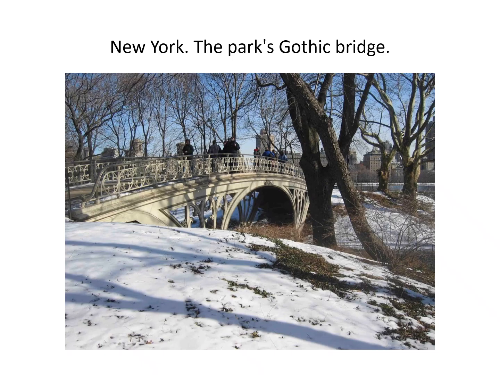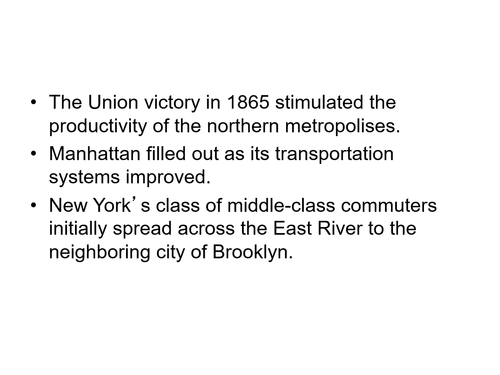By the end of the 19th century, the island of Manhattan became the densest city in the world. It spread out on the 1811 Commissioners' Plan, the uniform grid of oblong blocks. The only relief in Manhattan's relentless grid came in the creation of Central Park. The Union victory of 1865 stimulated the production of the northern metropolises.